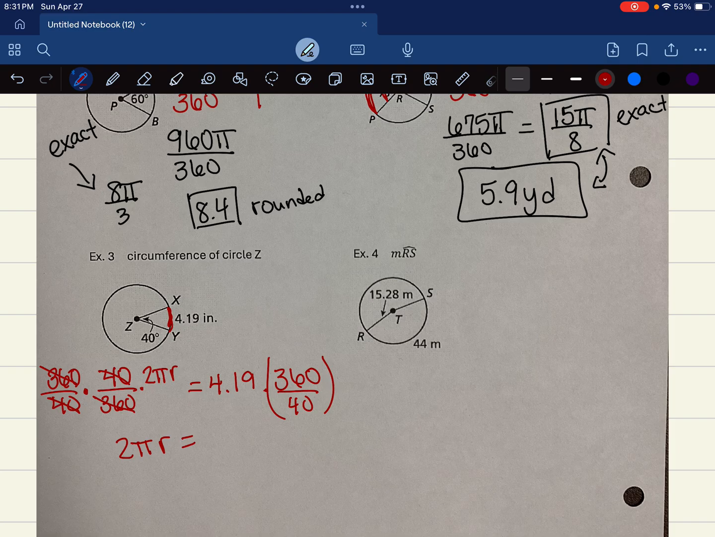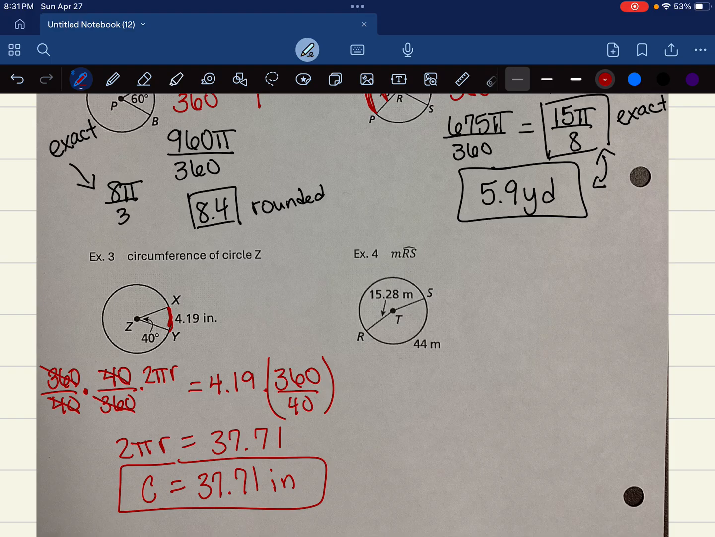So in your calculator, we're going to do 4.19 times, and put in parentheses, 360 divided by 40. Okay, and you should get an answer of 37.71, which means my circumference is 37.71 inches.